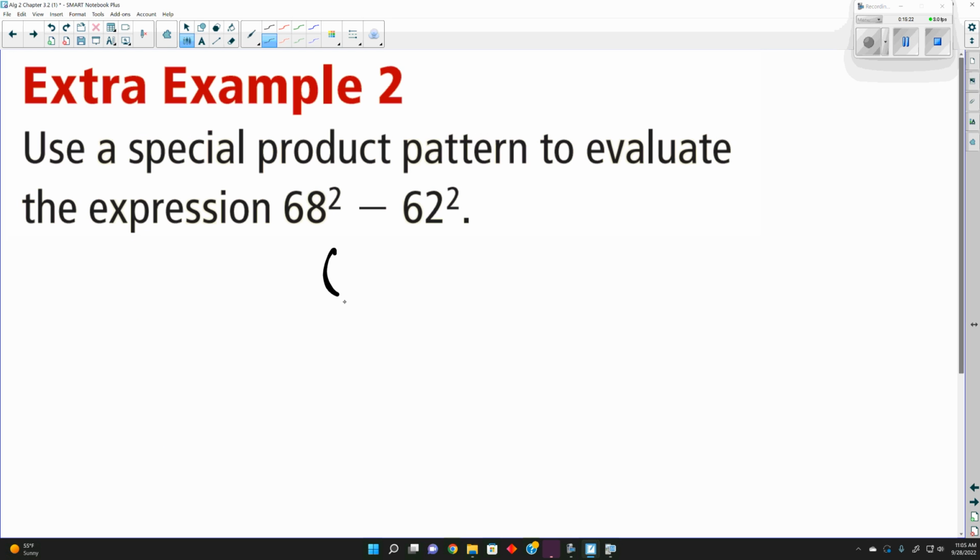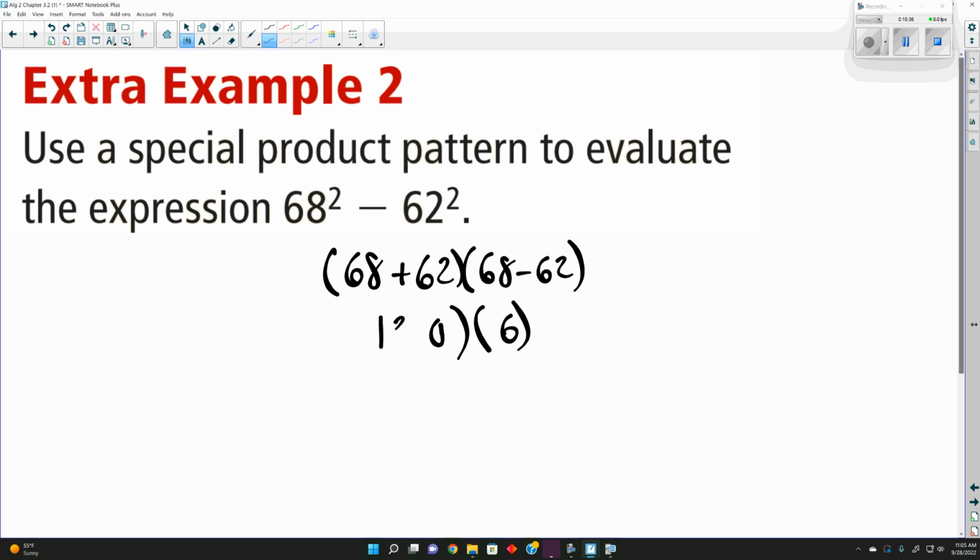Because if we did this by hand, it would be 68 plus 62 times 68 minus 62. 68 minus 62 is 6, and 68 plus 62 is 0, carry the 1, so 130. 6 times 0 is 0. 6 times 3 is 18. 6 plus 1 is 7.